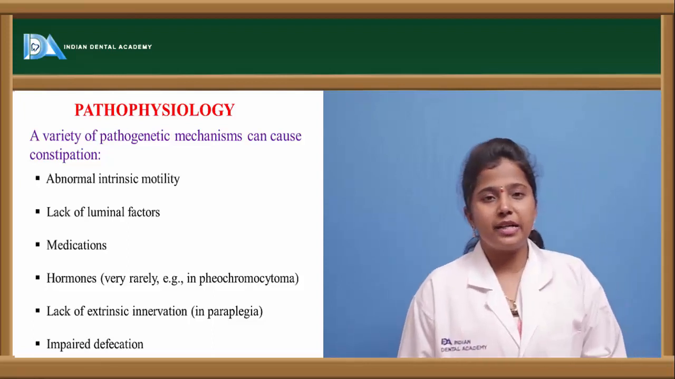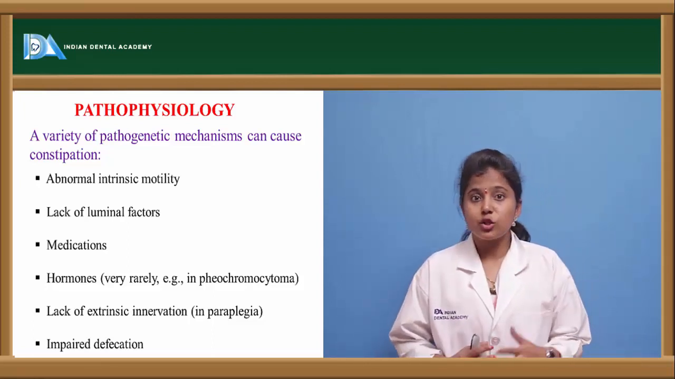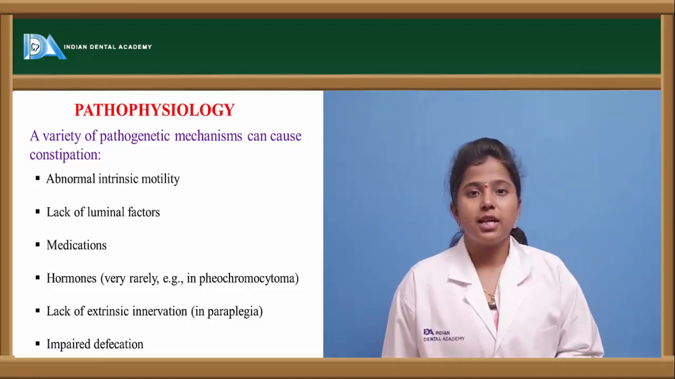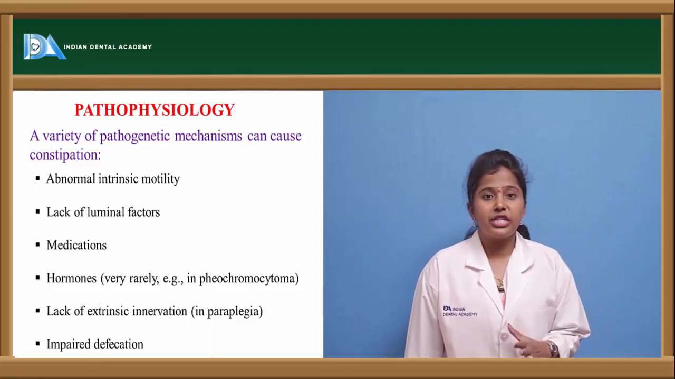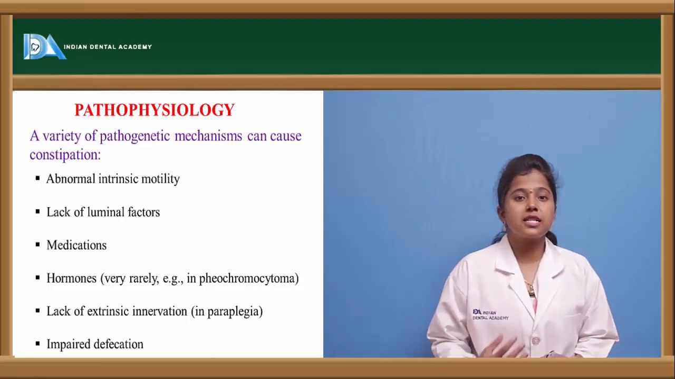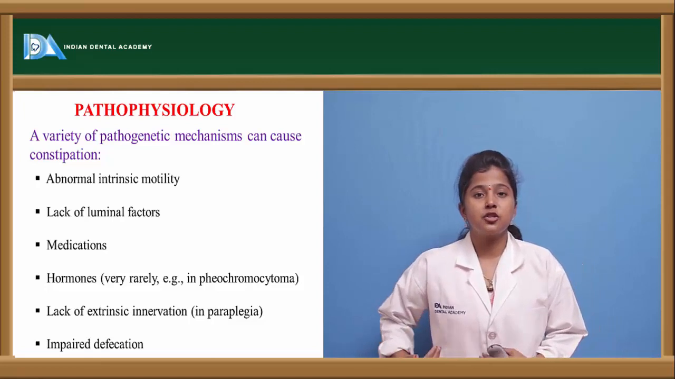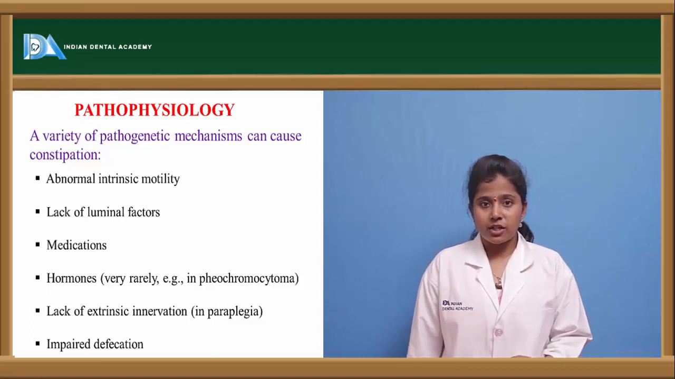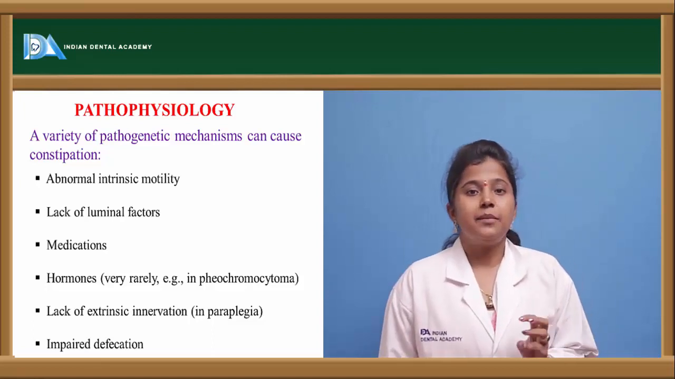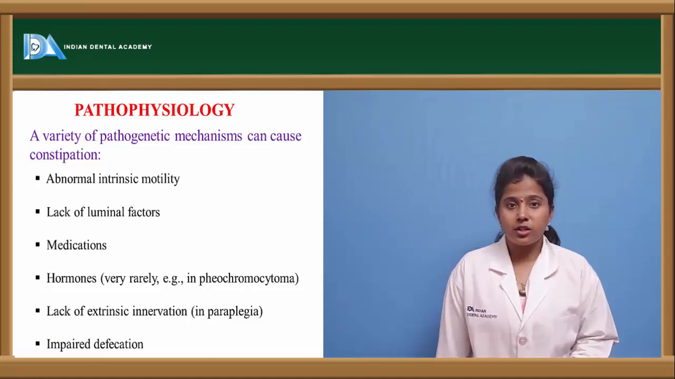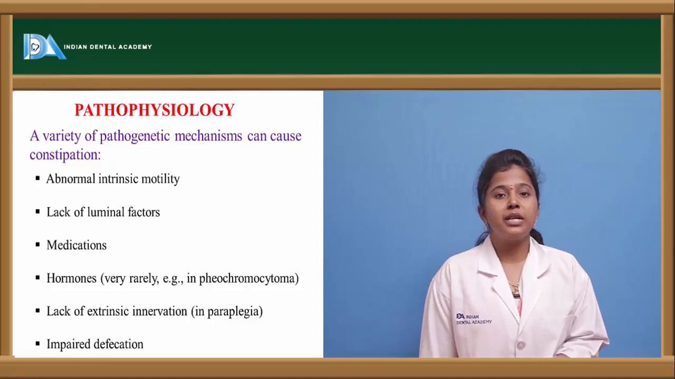What is the pathophysiology behind this constipation? There are various mechanisms why this constipation is caused. For example, abnormal intrinsic motility. If the motility of the GIT is not proper, since the GIT contains smooth muscles, right? These smooth muscles should show some motility in order for the GIT contents to be moved from one region to another region. If there is any abnormality in this motility, then constipation may occur. Because of a few medications, most of the medications have the side effect called constipation. If these drugs are used for longer, chronic use, then this constipation may result. There is also lack of luminal factors.